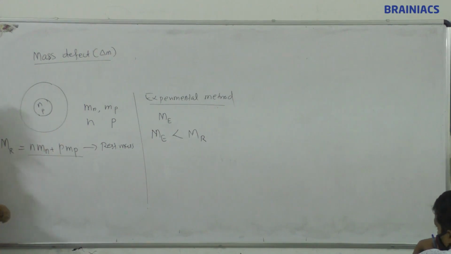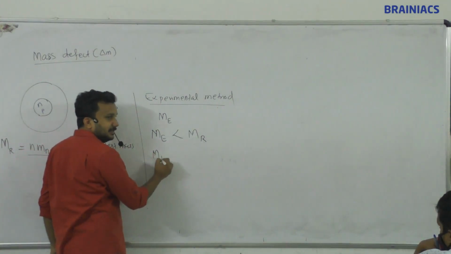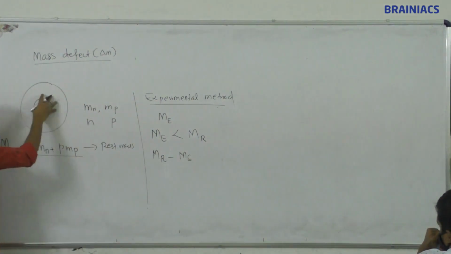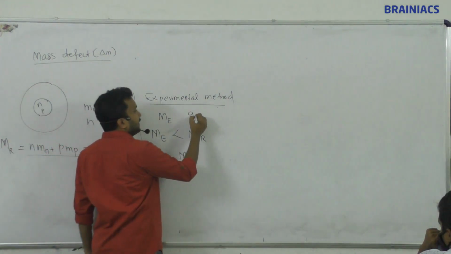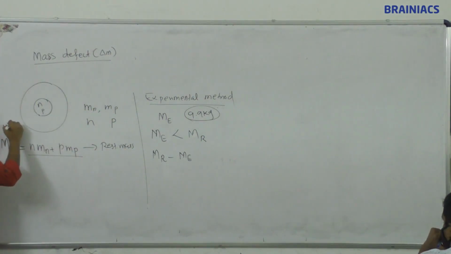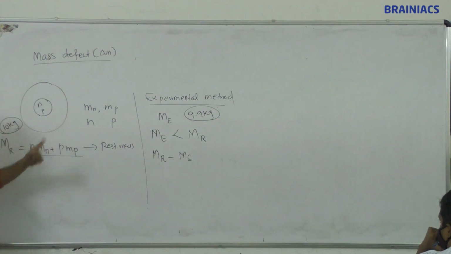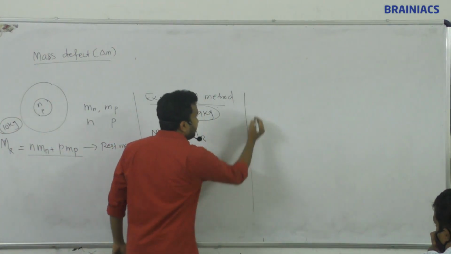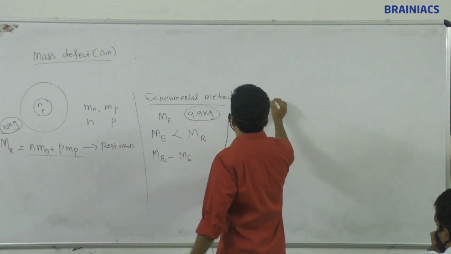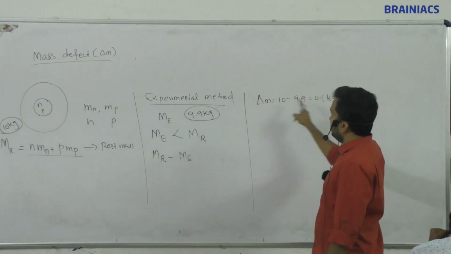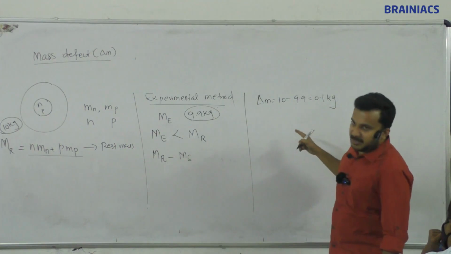That difference in mass: which mass will be greater? Rest mass minus experimental mass. Experimentally, I just put it in a weighing machine and calculated. Suppose it is 9.9 kilogram, and the calculated value is 10 kilogram. Then there is a 0.1 difference. Where does this 0.1 go? This 0.1 mass is converted into energy. So delta M is equal to 10 minus 9.9, which is 0.1 kilogram. This difference in mass is called mass defect. Where has this mass defect gone?